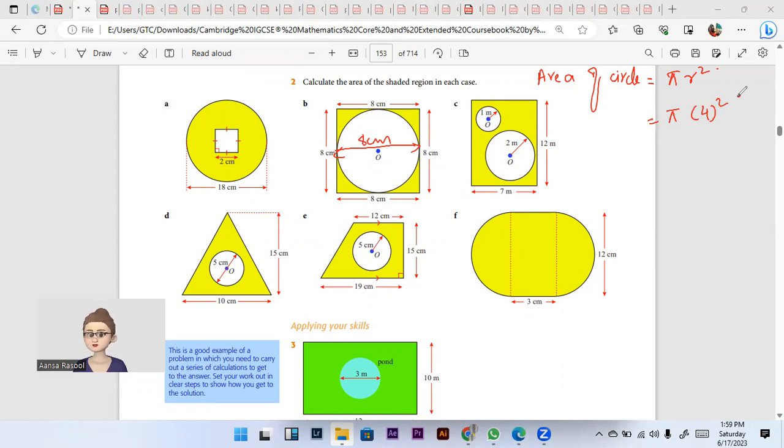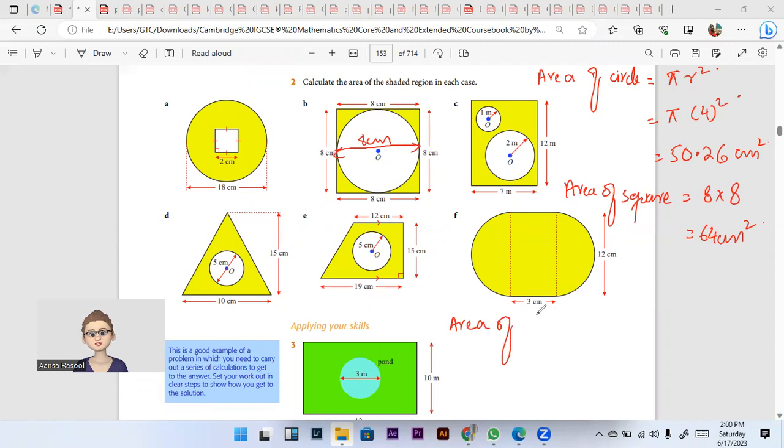You get 50.26 centimeter square. Now what's the area of the square? It's 8 into 8, because the area of square formula is length times length. So you get 64 centimeter square. Now you know that if you subtract the area of the smaller figure from the area of the bigger figure, you will get the area of the shaded region.